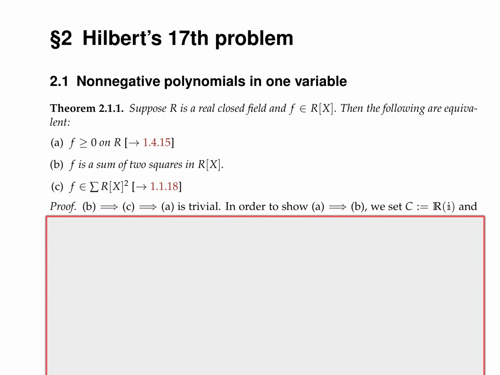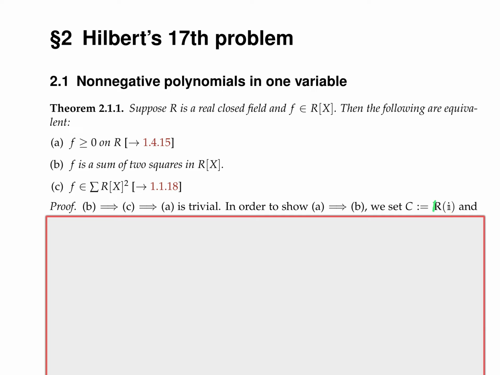From B to C is trivial, of course. From C to A is also trivial, of course. So it remains to show that A implies B. In order to show this, we adjoin a square root of -1, not to a real number, sorry, but more generally to a real closed field. I have to correct this in the lecture notes.